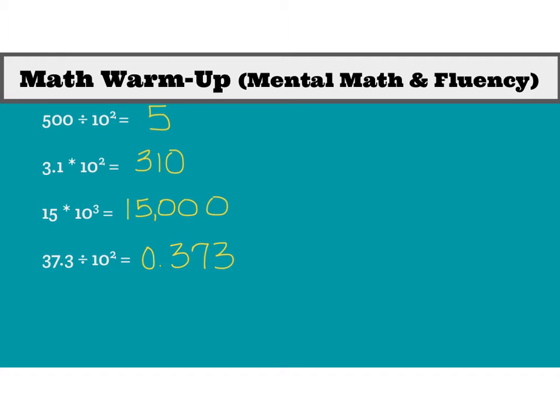All right, let's see how you did. 500 divided by 10 to the second power is 5. 3 1/10 times 10 to the second power is 310. 15 times 10 to the third power is 15,000. And 37 3/10 divided by 10 to the second power is 0 and 373 thousandths. How'd you do?